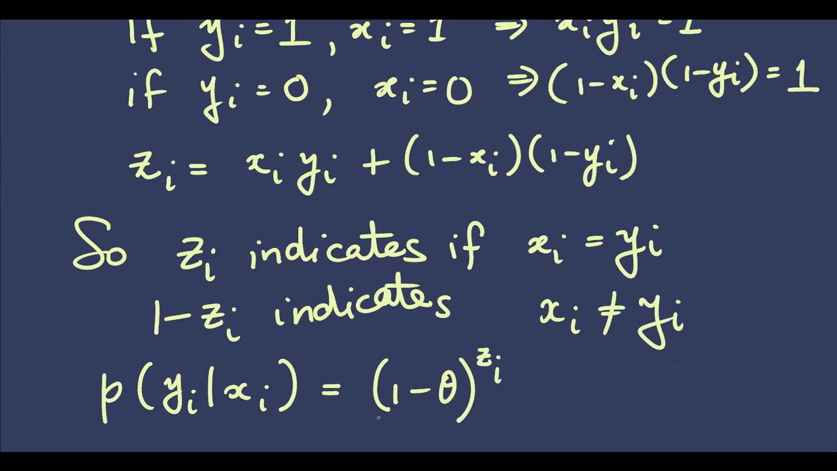And otherwise yi is not equal to xi, so the pixel is flipped. That happens with probability theta, and that'll be indicated by 1 minus zi. Because the pixels are flipped independently of each other, that allows me to write down the joint for y, for the entire noisy image, conditional on the true image.